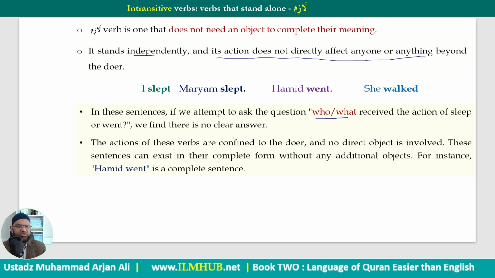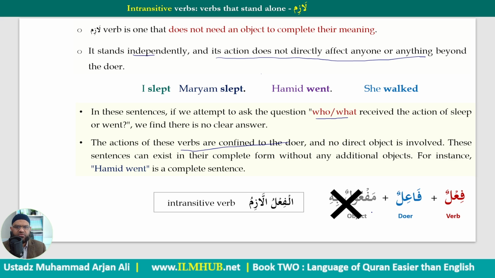So again, just to remind you, the actions of these verbs are confined to the doer, no direct object involved, and these sentences can exist in their complete form without any additional object. For instance, Hamid went is a complete sentence. And therefore we have here the verb, fa'ilun, but the maf'ulun bihi, not required. And that's all you need to remember about fi'lul lazim.